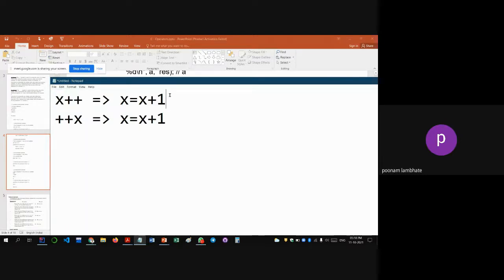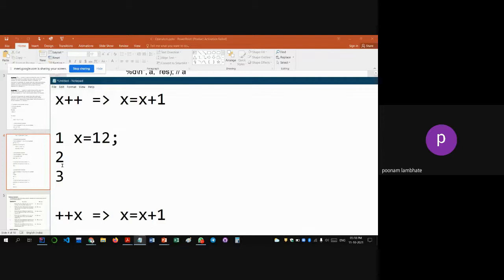Now, what is the difference between x plus plus and plus plus x? For example, post-increment and pre-increment. Yeah, that is correct. So suppose you have 3 lines of code in your program. Initially, you're writing int x equal to 12.